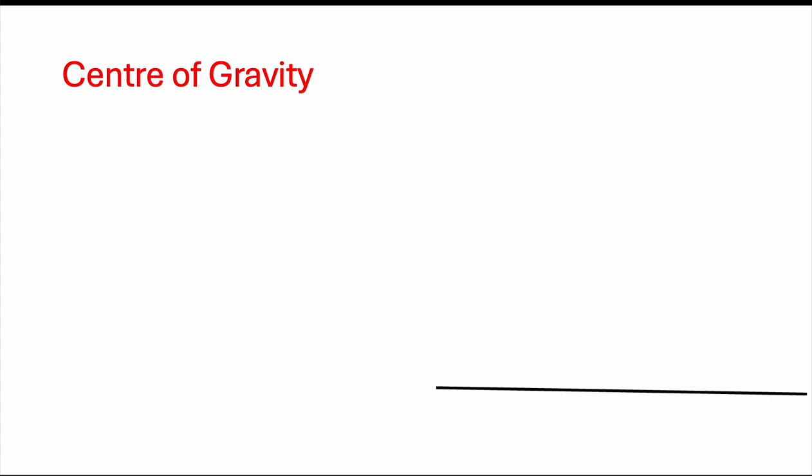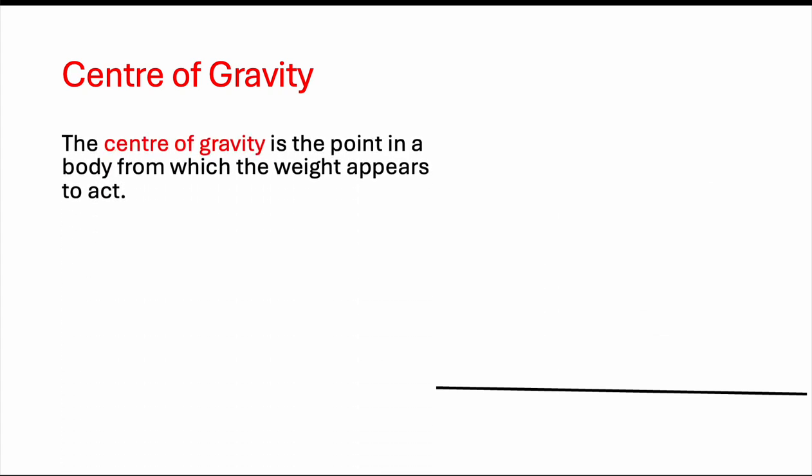So let's get started. When we're talking about the center of gravity, the way we define it is that it's a point in a body from which the weight appears to act. So really what we're trying to do here is take a body, which could be a nice regular object or something irregular like our own bodies, and work out, if we were to boil that down into one tiny point, where is the weight appearing to act?